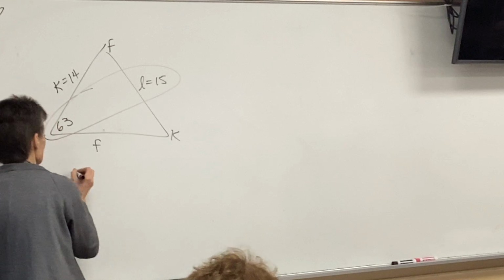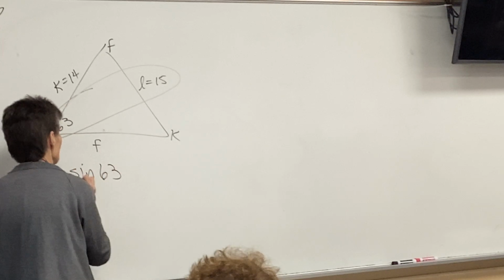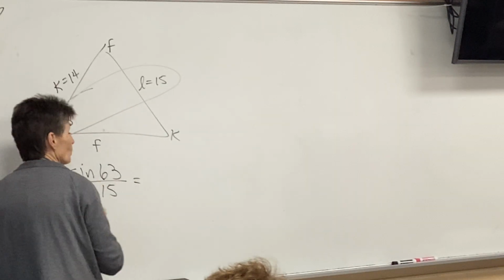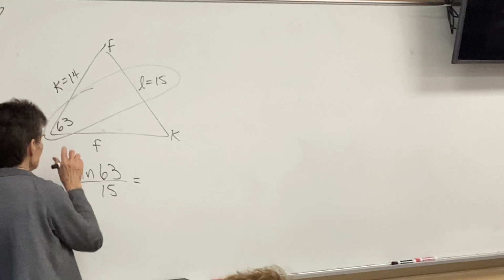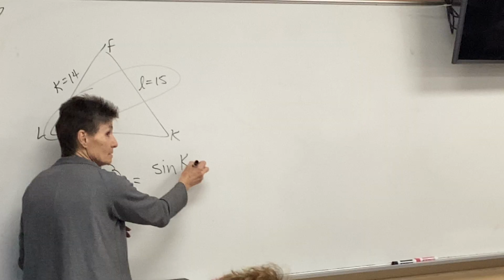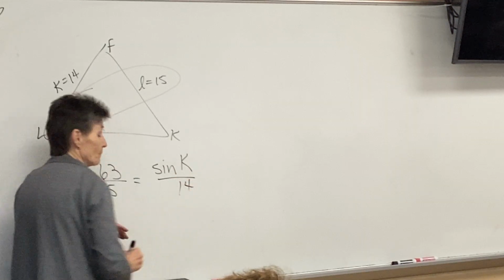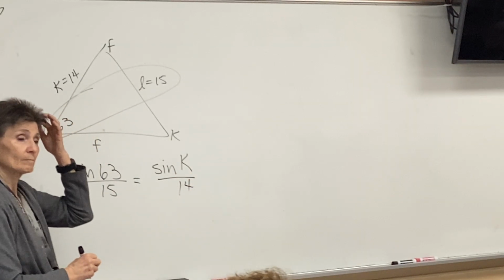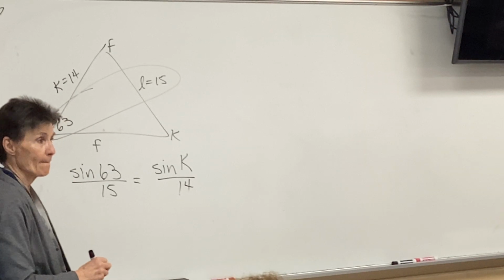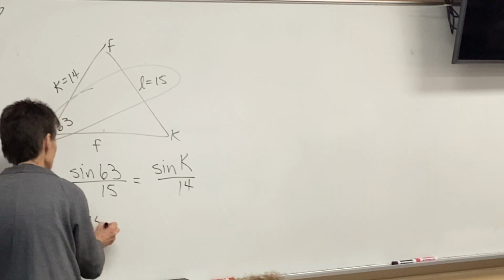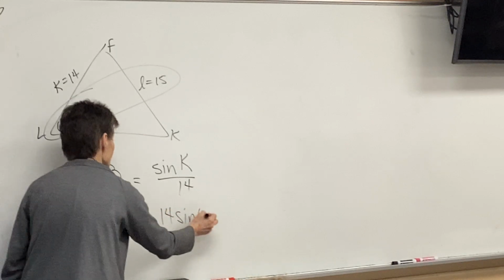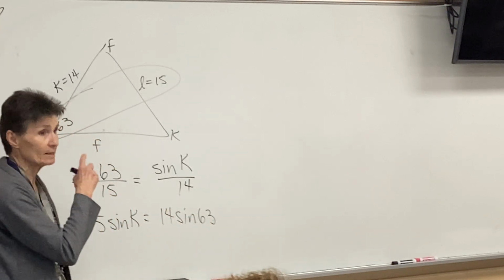So here we go. Sine 63 over 15 equals what? What am I going to do now? Sine 63 over 15 equals sine k over 14. Everybody good with that? All right, so here we go. 15 sine k equals 14 sine 63. Now I'm going to divide, just like I did in the last problem.